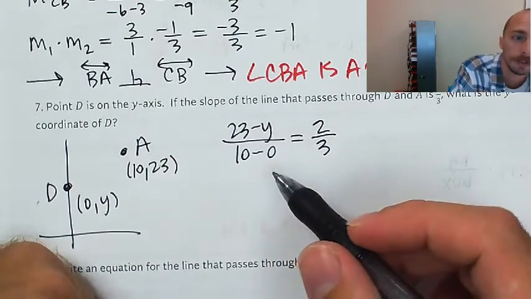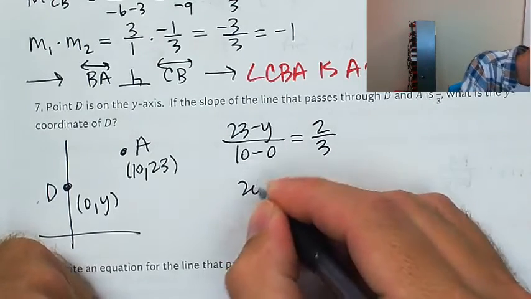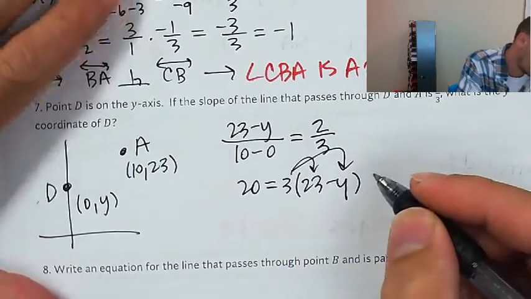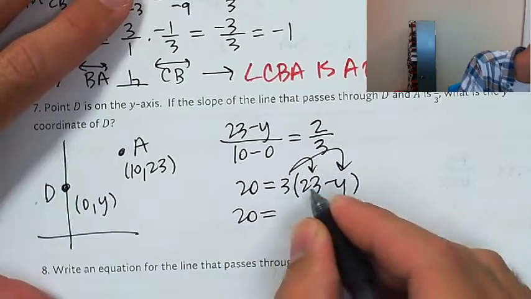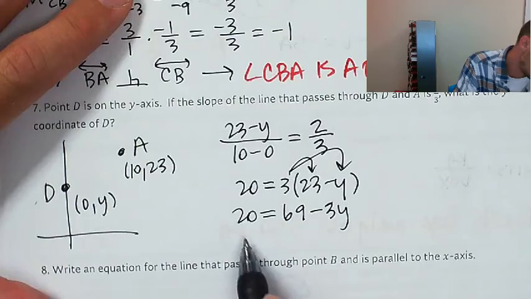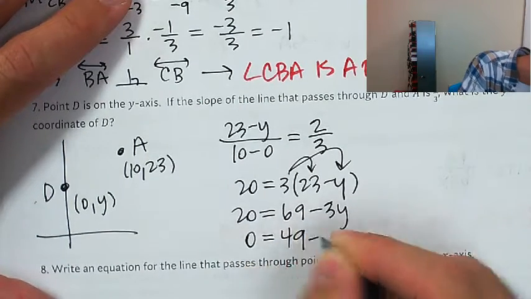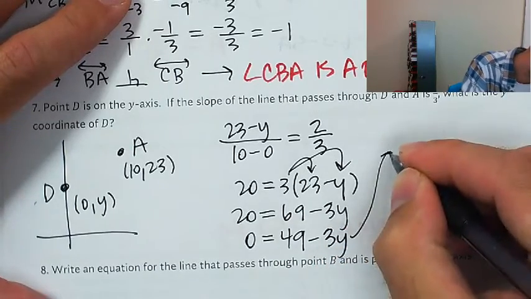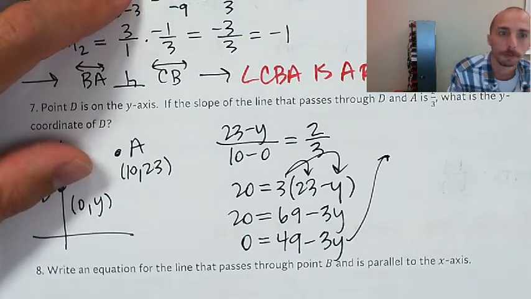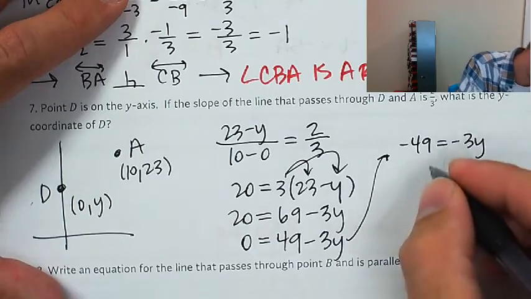I'm going to cross multiply these things. So 2 times 10 minus 0, well, that's just going to be 20, equals 3 times 23 minus y. I'm going to distribute the 3, and I'll have 20 equals 69 minus 3y. And then I'm going to subtract 20 from both sides. And from there, I might subtract 49 from both sides of the equation, and then divide both sides by -3.